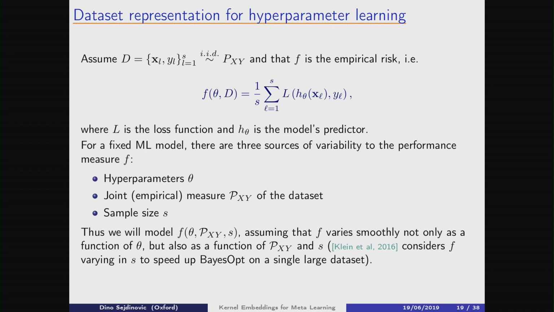So thus, we will build a joint Gaussian process model on the hyperparameters, joint distributions, and sample sizes, assuming that F varies smoothly in all of these arguments. And they are very different and complex types of arguments, right? One of them is a probability distribution itself. Considering sample size as an input to performance measure has already been done in the literature, but in a different context, in the paper by Klein et al., which considers how to speed up Bayesian optimization by evaluating performance measure on smaller data sets. But basically, we take some of the model choices from that paper.